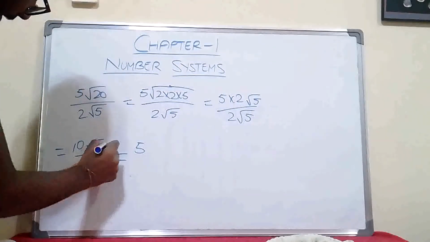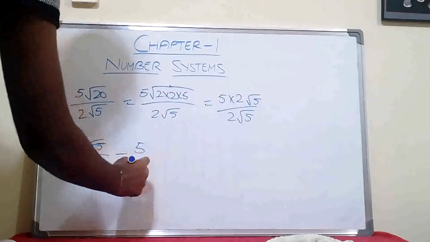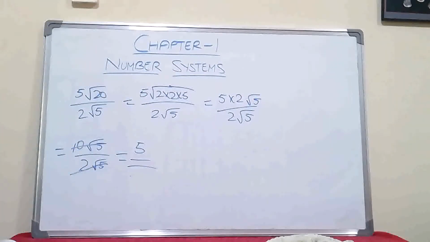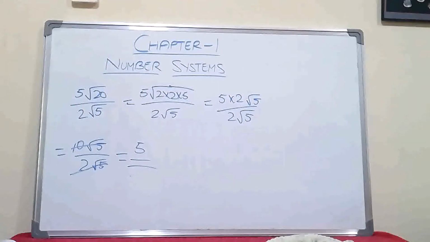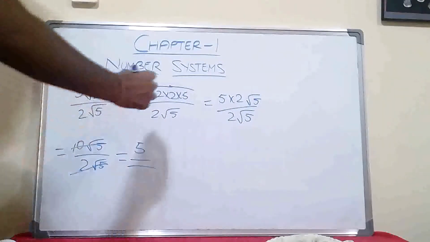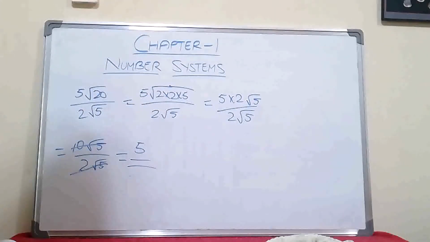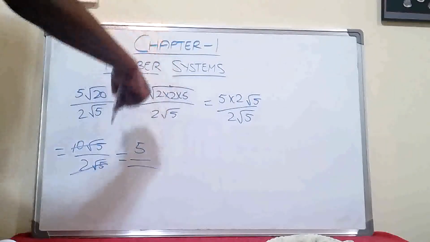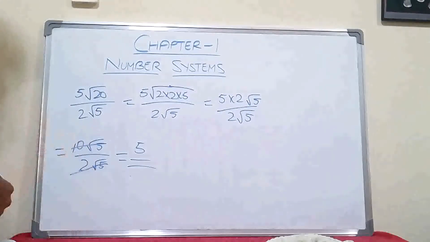So it is 10 into root 5 divided by 2 root 5, which means they get cancelled, and the answer is 5. Again here, whenever we get such type of questions, we should normally separate the numbers into their prime factors. So here when we separate into prime factors, we get 2 into 2. So root of 2 into 2 is equal to 2. So 2 comes out of the root form and it gets multiplied with 5. So it gets 10 root 5, and down here 2 root 5. So it gets cancelled, and the answer comes out to be 5.